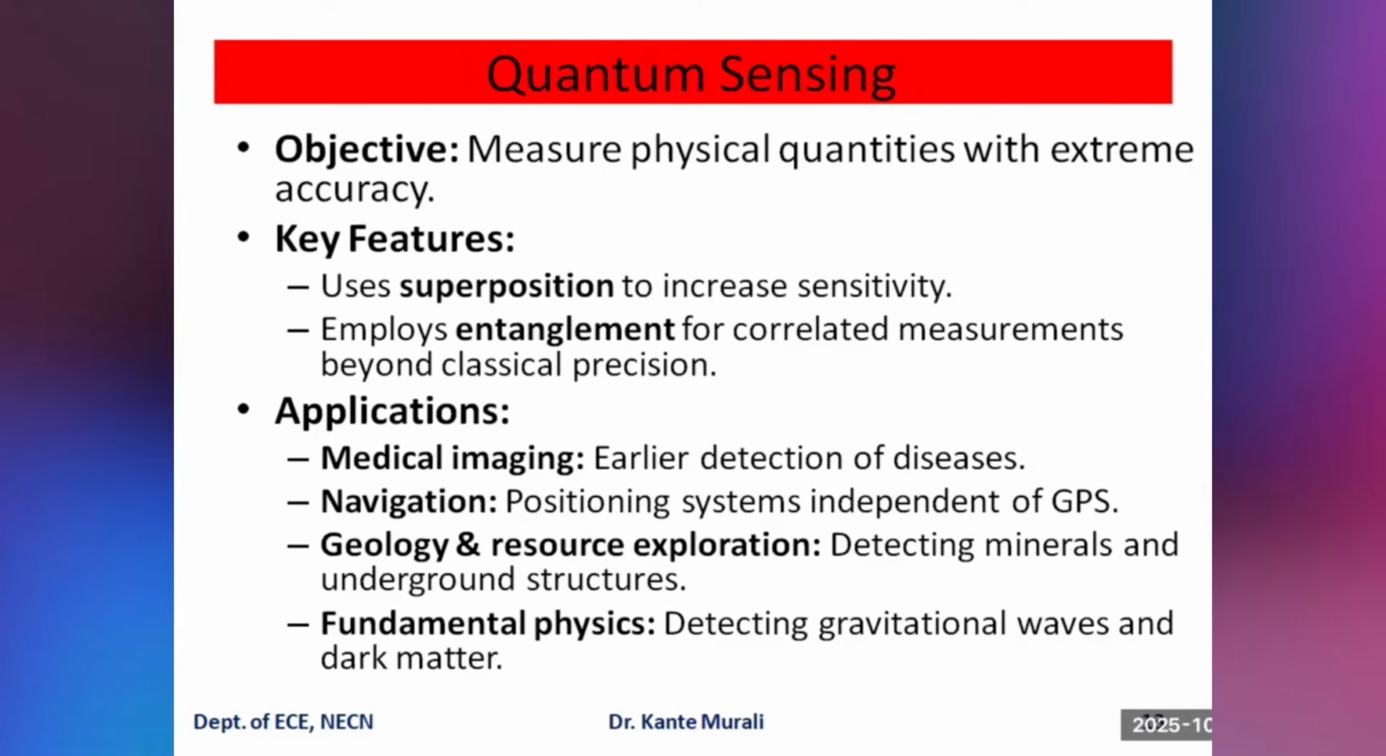Similarly, as I mentioned, sensing will play a major role, especially in the case of medical. Quantum sensing measures extremely small changes in magnetic and gravitational fields, which plays a vital role in medical imaging, early detection of lesions, by using superposition, which increases sensitivity, and entanglement for correlated measurements, which increases precision. In addition to medical imaging, other key areas are navigation and geology, where it is useful to study fundamental physics. That is the importance of quantum sensing.